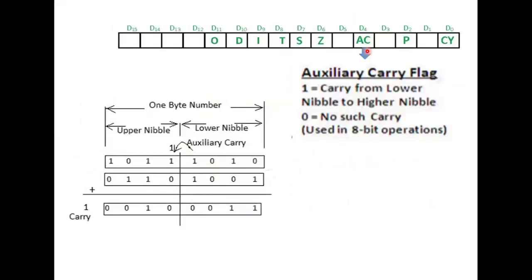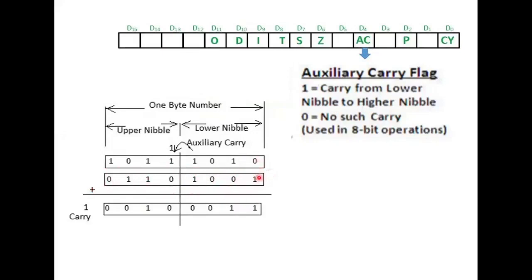Then the next flag register is the auxiliary carry flag. The carry flag and auxiliary carry flag, you can compare and study. See this one example we have given. This is 8-bit data, and this is also 8-bit data. Two 8-bit data we are going to add.